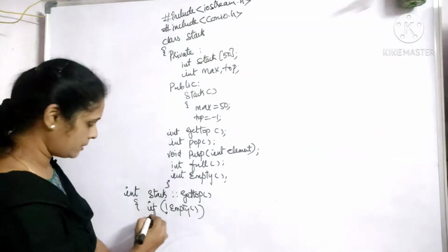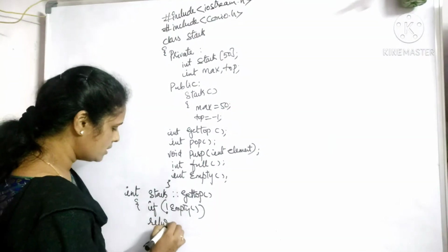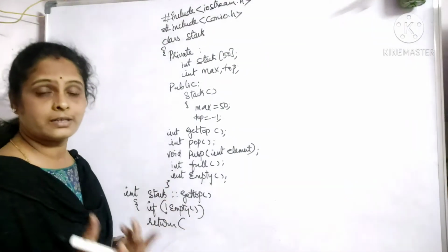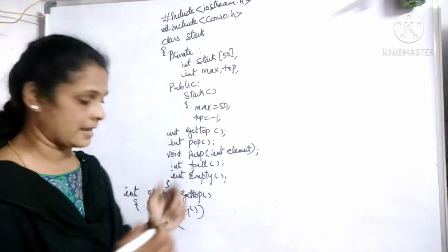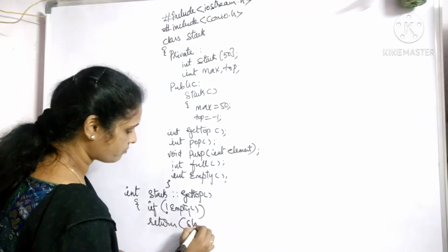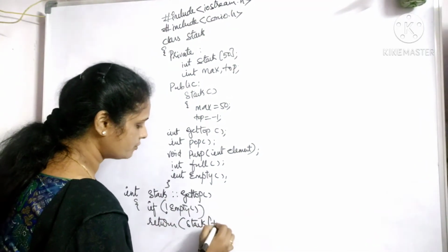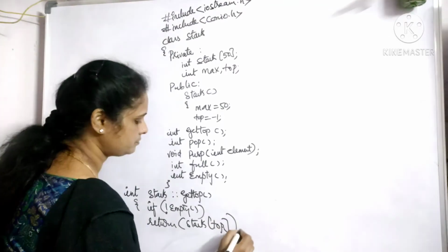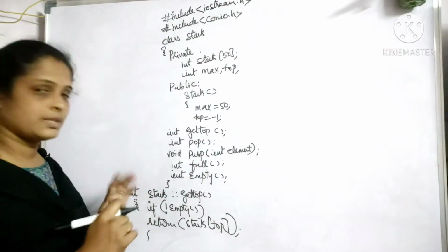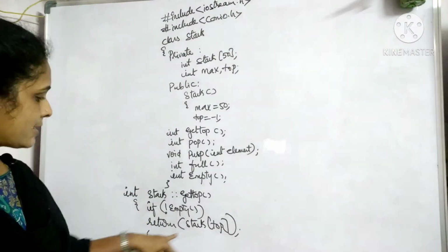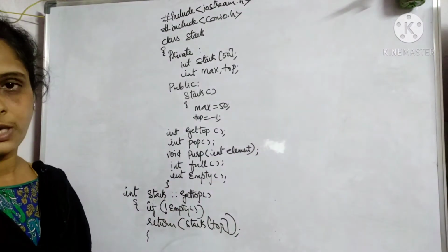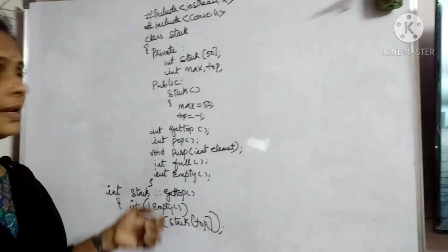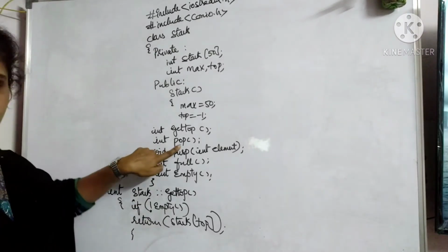So if not empty, what should it do? It has to return me the topmost element. From where? From the stack. So return stack of top. Right. So this is how stack top will be displayed.